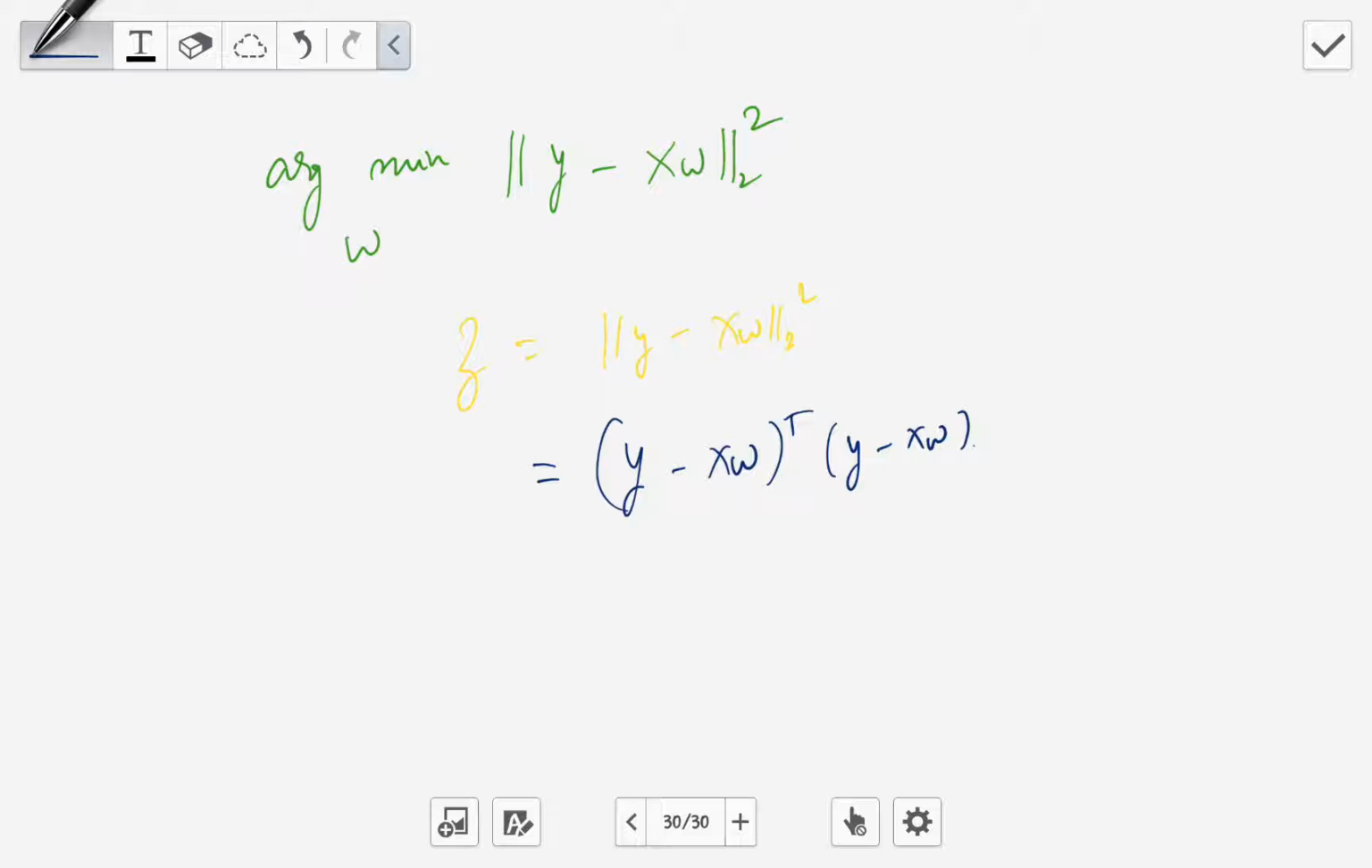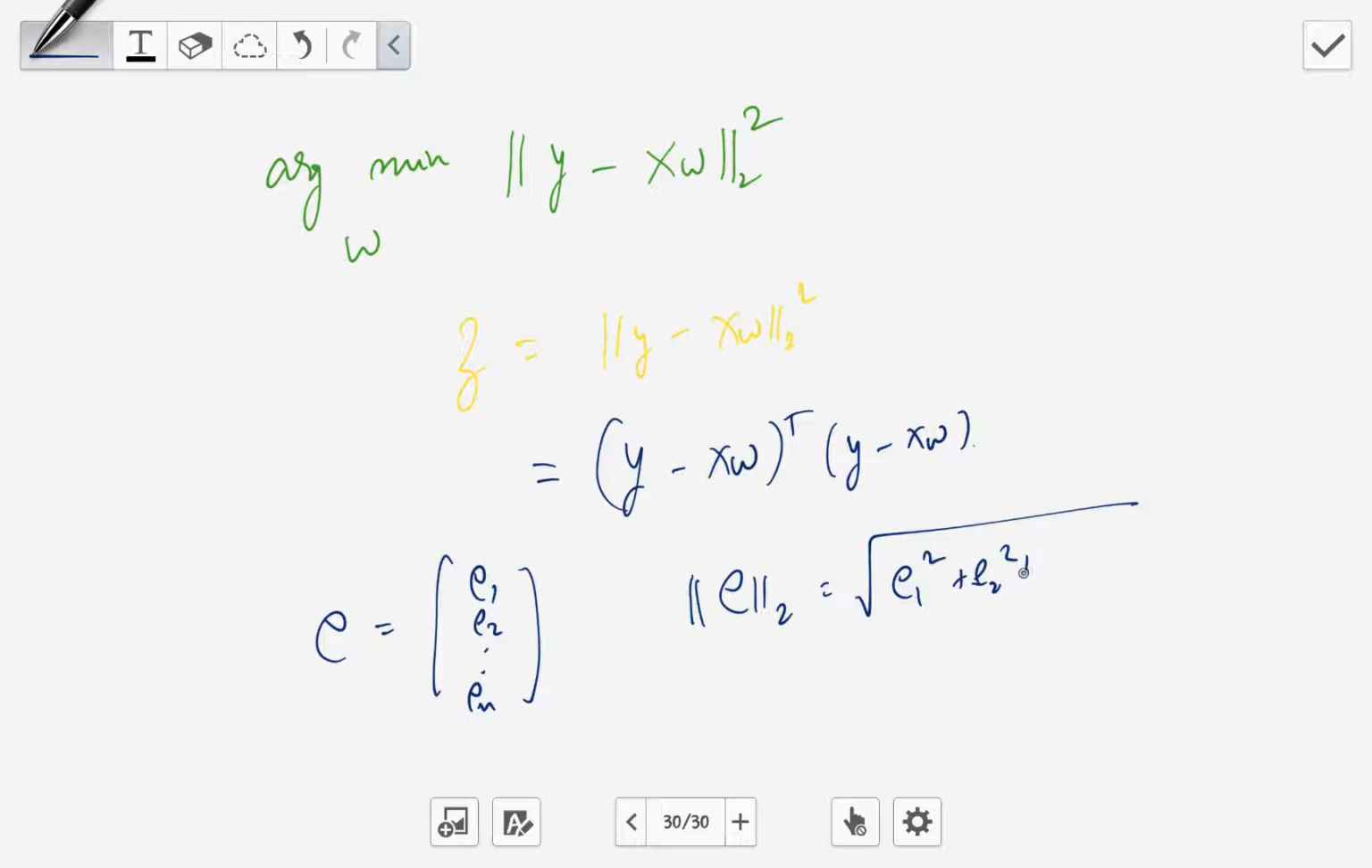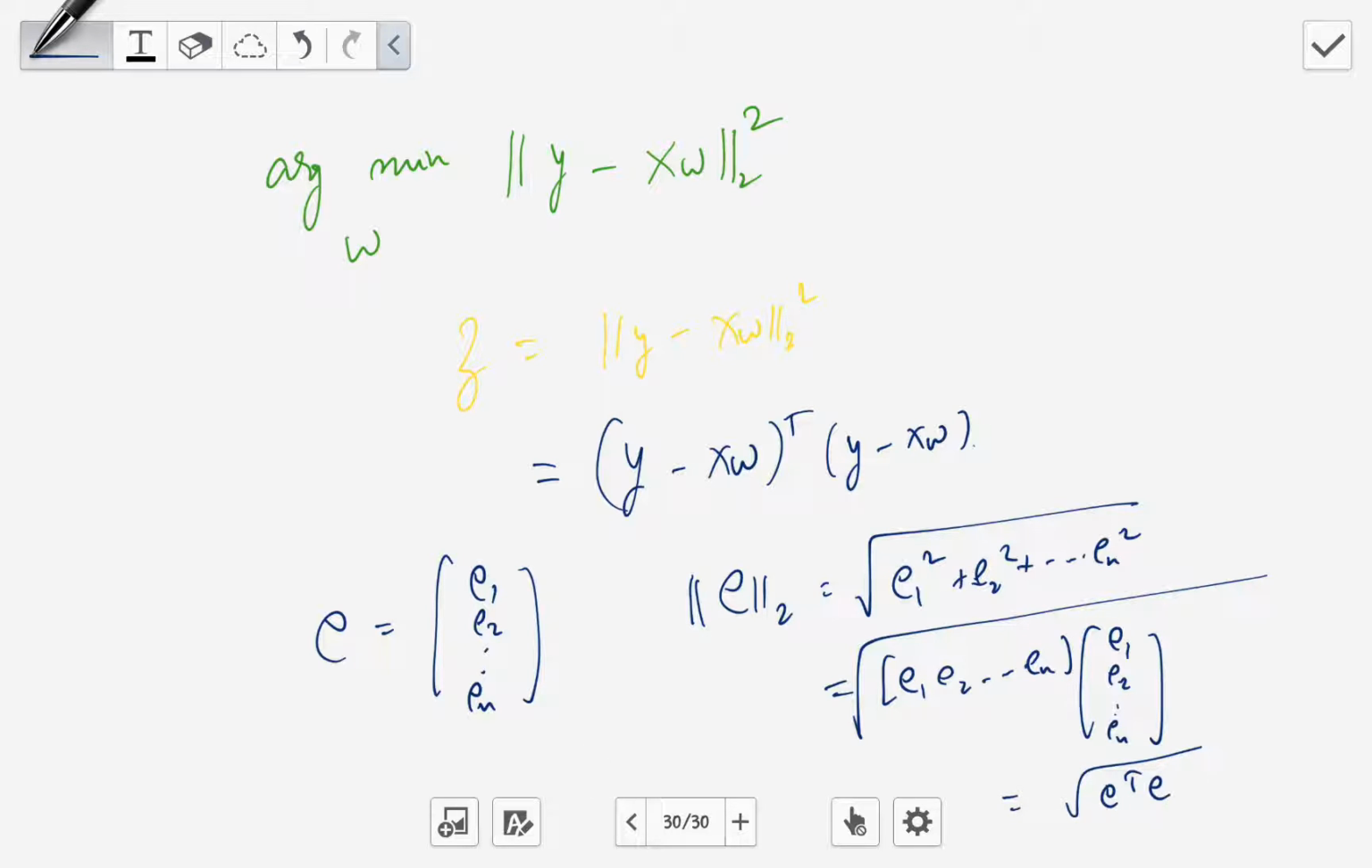Second norm is always written this way. Because E transpose, say E is some E1, E2, so on up to En. We know the second norm is the square root of E1 squared plus E2 squared plus so on up to En squared. This we already know from the dot product notation. So this is the square root of E transpose E.